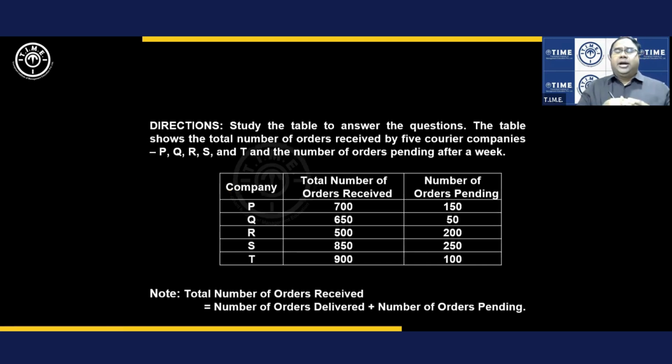31 to 35 are again based on 5 DI questions based on table. Study the table to answer the questions. Table shows total number of orders received by 5 courier companies, P, Q, R, S, T, and number of orders pending after a week. So you have received 700, pending after the week will be 150. So how many are distributed? 700 minus 150, 550 we have distributed. Number of orders received is number of orders delivered plus number of orders pending.